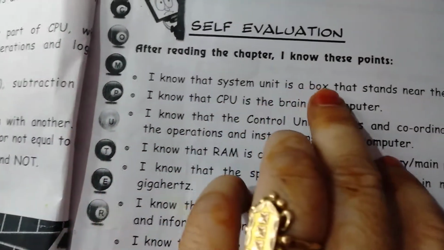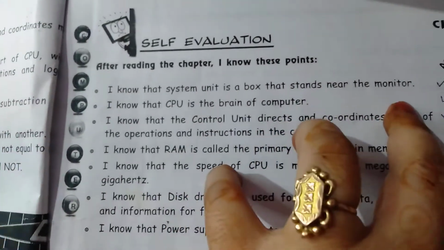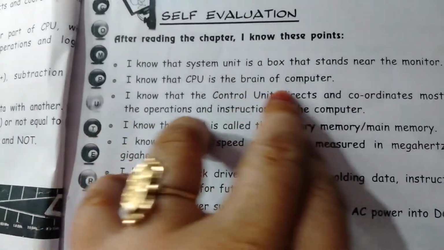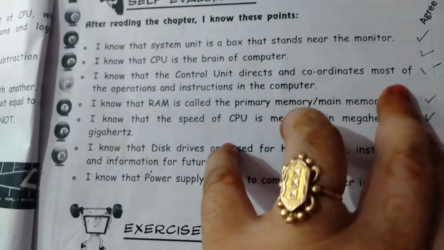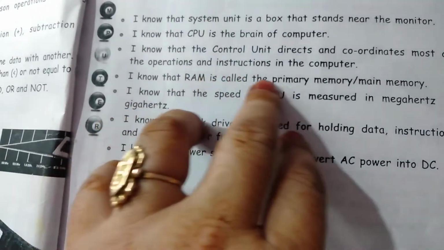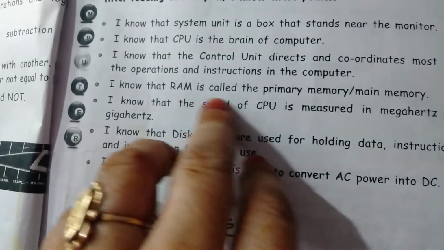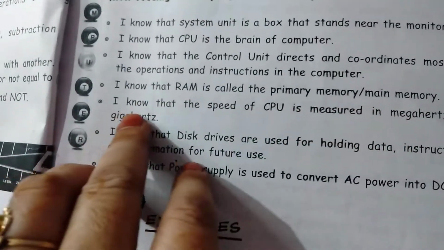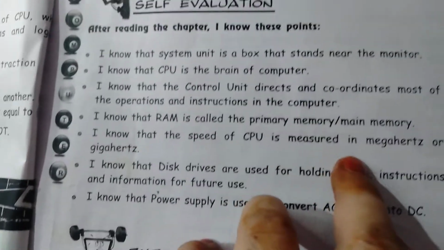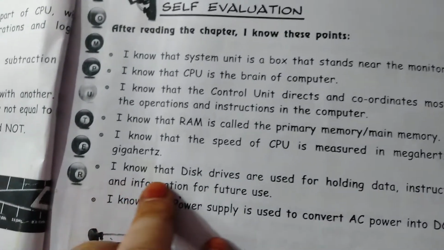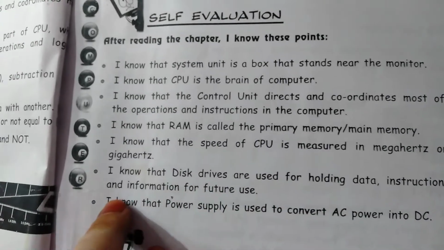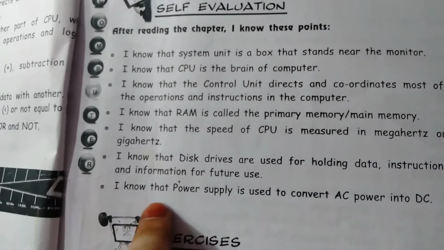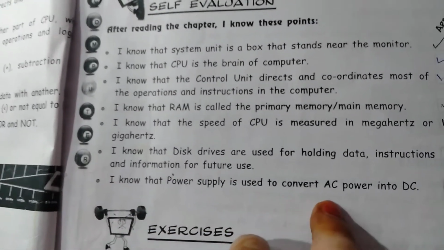I know that the system unit is a box that stands near the monitor. I know the CPU is the brain of the computer. I know that the control unit directs and coordinates most of the operations and instructions in the computer. I know the RAM is called the primary memory, main memory. I know that the speed of a computer is measured in gigahertz, megahertz. I know that disk drives are used for holding data, instructions and information for future use. I know that the power supply is used to convert AC power into DC.